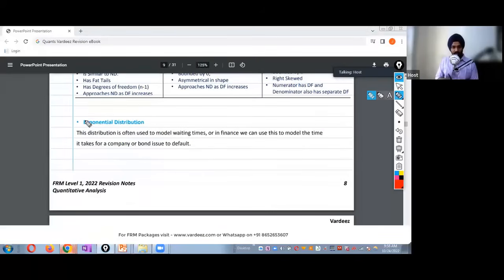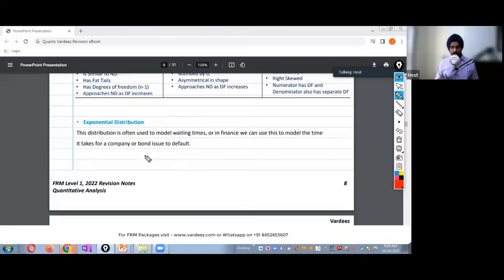Then we have something known as the exponential distribution. Exponential is used to model waiting times, how long, if I go to a restaurant, how much will I have to wait? How much time will I have to wait for that? That's using an exponential distribution. Or also, talking about the finance example, how much time it takes for a company to default. Let's say I've invested in a particular company and I want to find out how much time that company will take to default. I can use an exponential distribution for that.